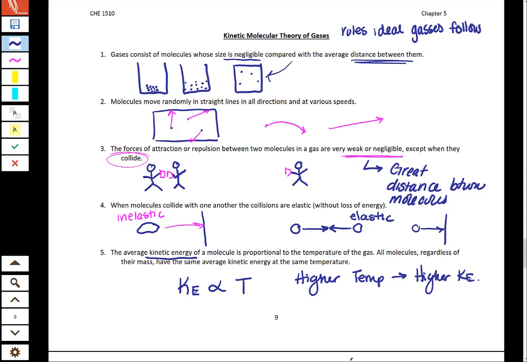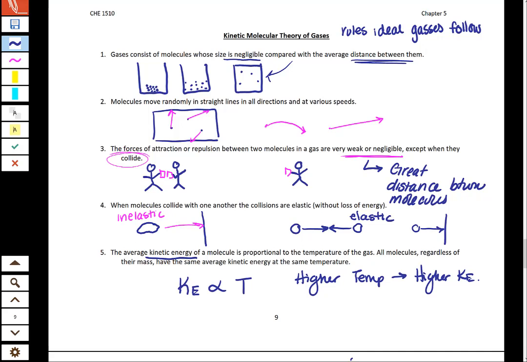And then the reason this becomes so important when we talk about gases is because if your molecules are moving faster, they're going to bump off the sides of the walls more often, and that's going to create a higher pressure. So that's one of the reasons why we're going to see a relationship between a higher temperature creating a higher pressure.